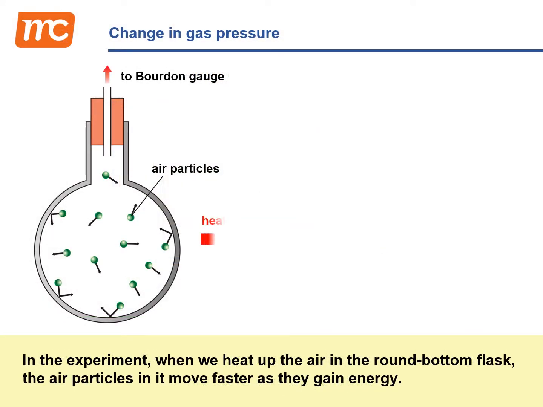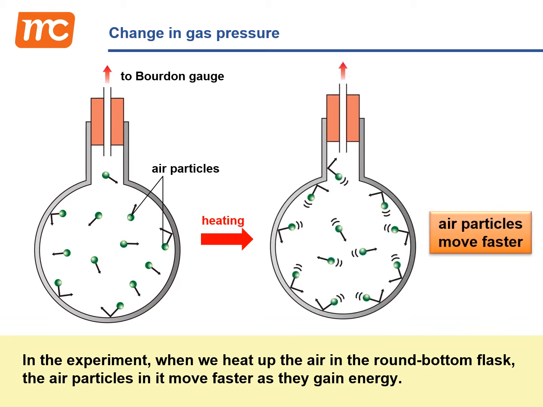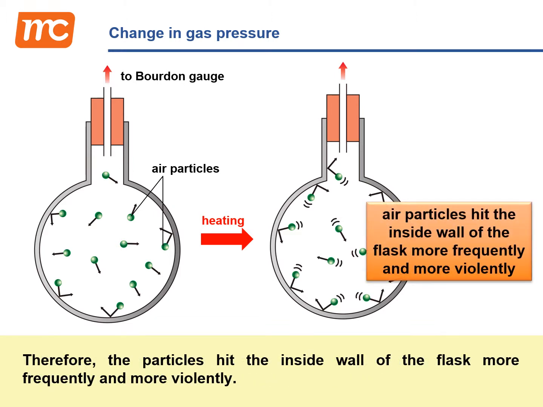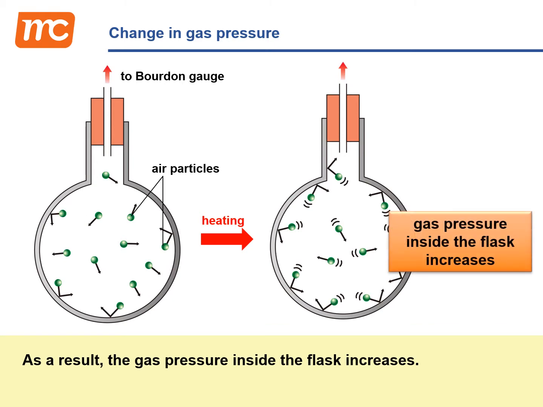In the experiment, when we heat up the air in the round bottom flask, the air particles in it move faster as they gain energy. Therefore, the particles hit the inside wall of the flask more frequently and more violently. As a result, the gas pressure inside the flask increases.